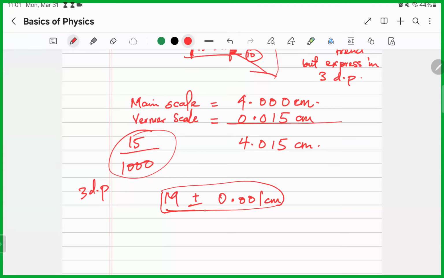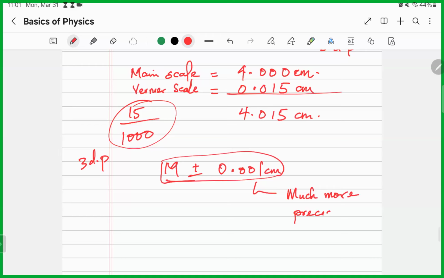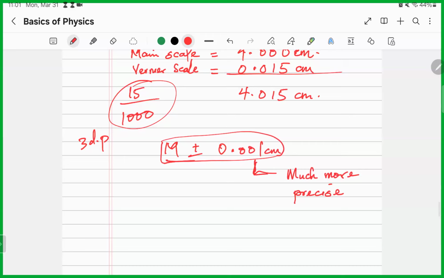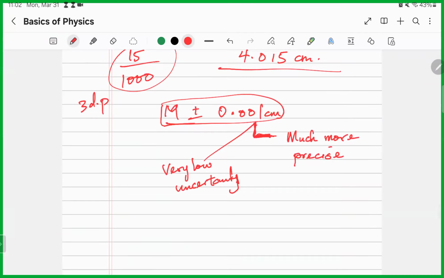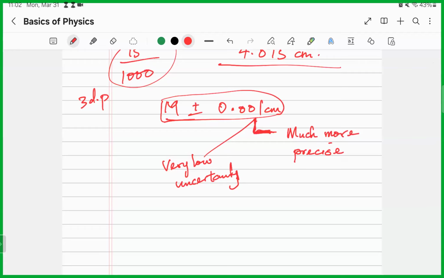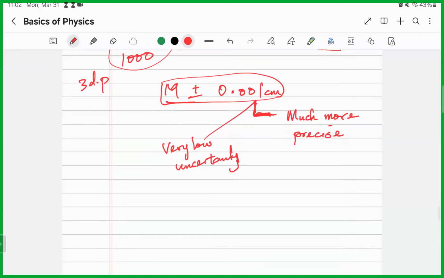You discover that the measurements here now have an uncertainty of 3 decimal places, and I can write that as this. That means they are much more precise, and so much more accurate because they have very low uncertainty. So they can pick the slightest of measurements, the in-betweens, and be more accurate. So that's the discussion of the measuring instruments for now.